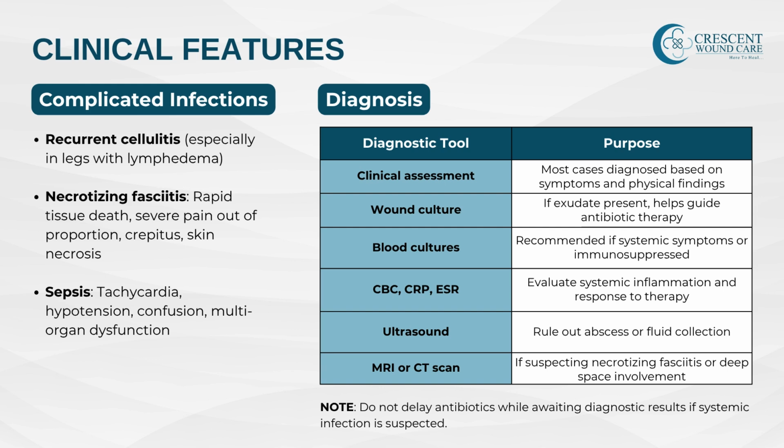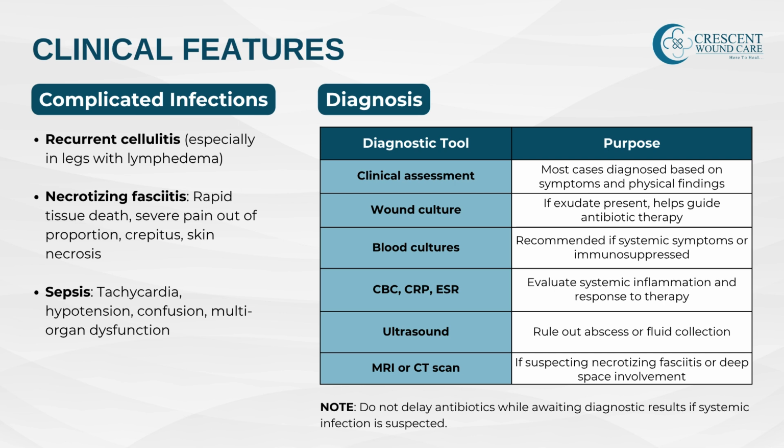But when we suspect a deep space infection, like an abscess that's not visible, or something more severe like necrotizing fasciitis, we turn to imaging. Ultrasound can detect hidden abscesses. CT scans or MRIs can help us evaluate deeper tissue involvement.